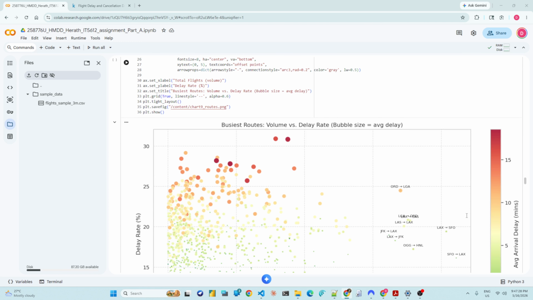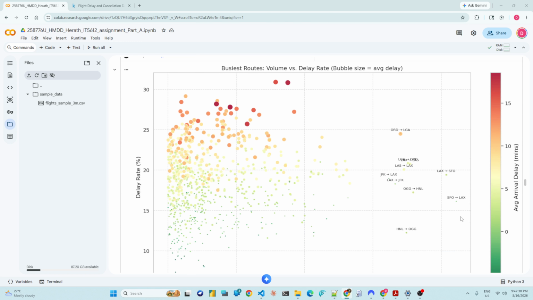Okay, then this one, the busiest route. The bubble scatter chart shows the relationship between route volume and delay rate, with the bubble size and color representing average arrival delay. So I annotate the top 10 busiest routes. This chart is a good example of using Spark's distributed aggregation to summarize millions of flight records by route and then visualizing the result.